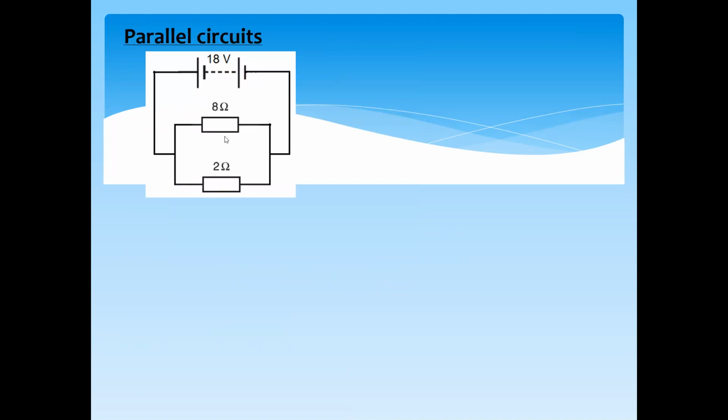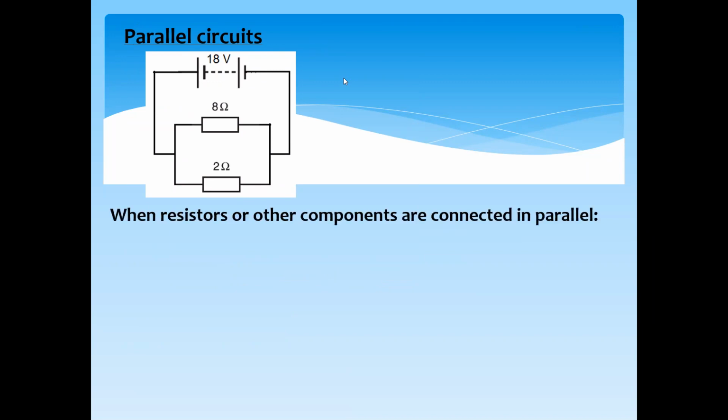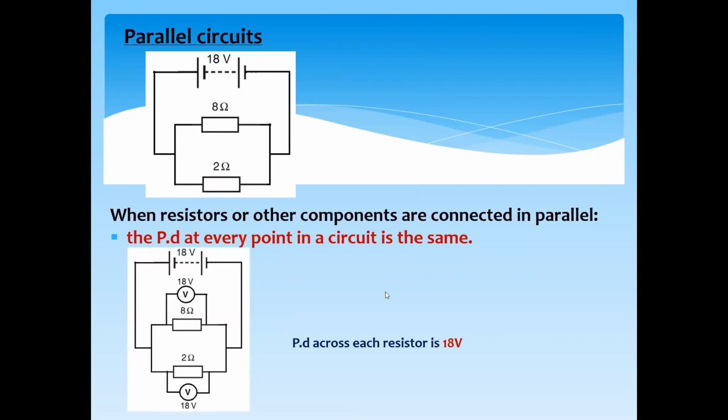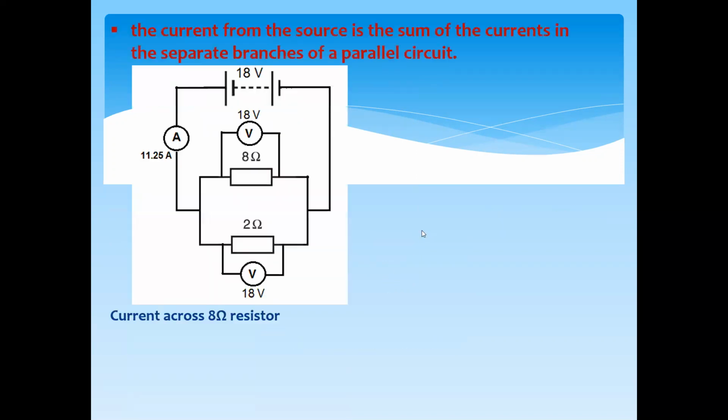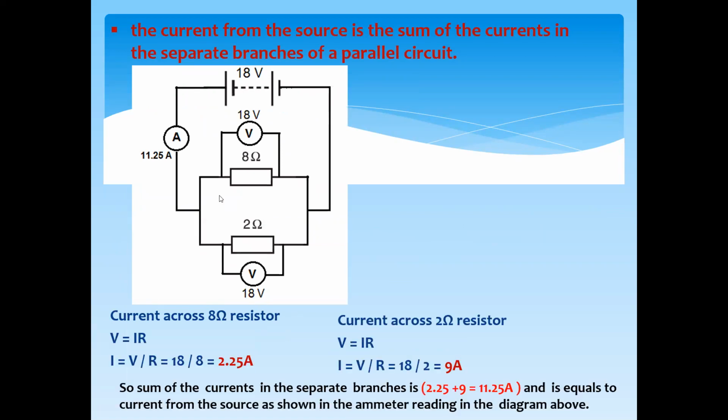But if we have a parallel circuit, like 8 ohm and 2 ohm connected in parallel to an 18 volt supply. For parallel, the voltage at every point, the potential difference, is the same. Like if this is 18 volts, the same 18 volts is across the 8 ohm, and the same 18 volts across the 2 ohm. But what about the current? The current will divide. And how do we find the current? That is voltage divided by resistance.